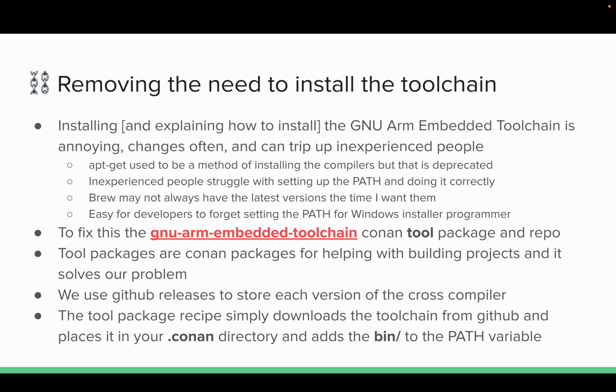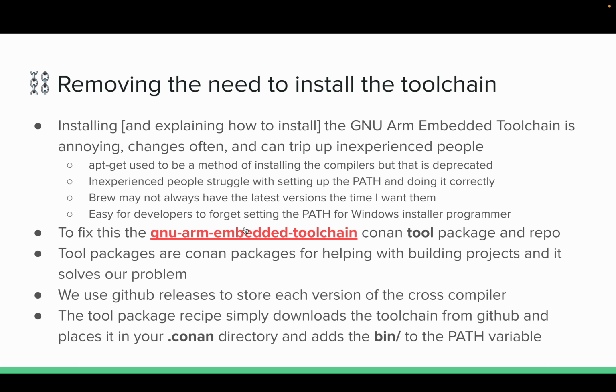And the last one is that it's easier for developers to forget setting the path with the Windows installer program. The Windows installation process for an inexperienced user is probably the simplest. No command line required. You download the exe, it opens up an installer, you click all the way through. At the end, there's a little square checkbox that says add to your path. If you forget to do that, libhal will not work because it doesn't know where your compilers are, or the ARM cross compiler won't work because it won't be able to find it. And this is only the tip of the iceberg. There are so many other things that have come up when trying to install this thing that are just a burden. So the fix is this: the GNU ARM embedded toolchain Conan tool package and repo.